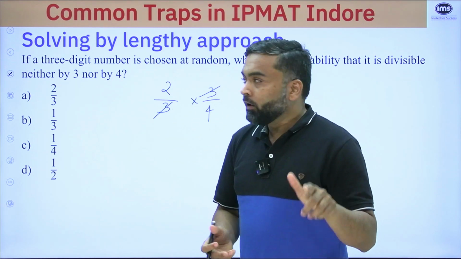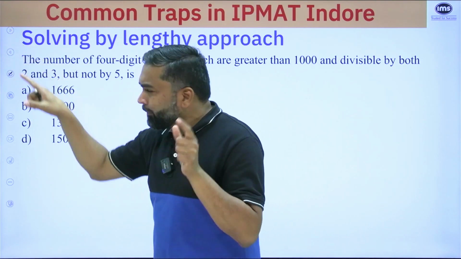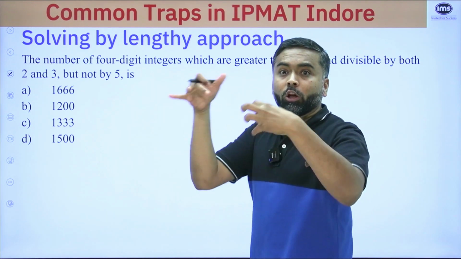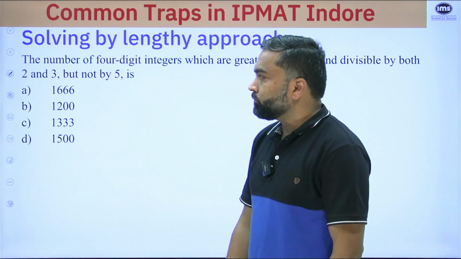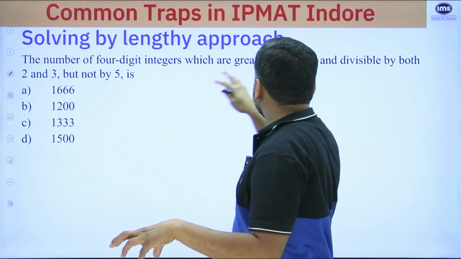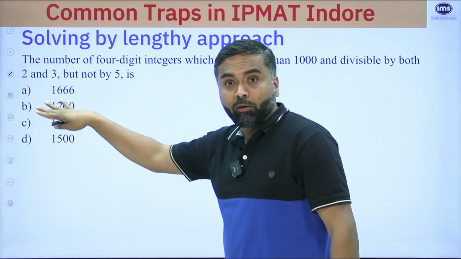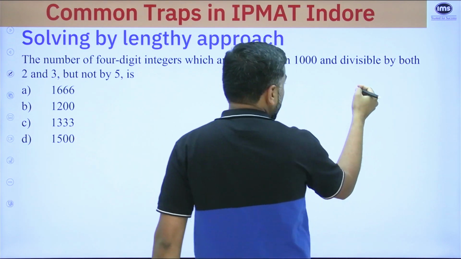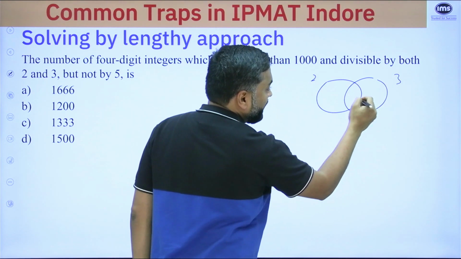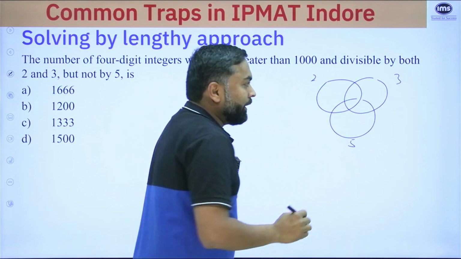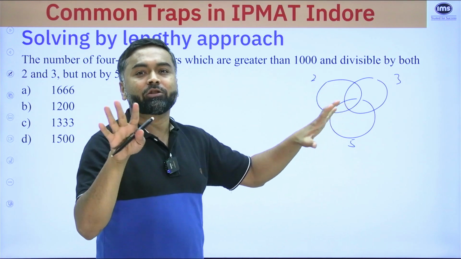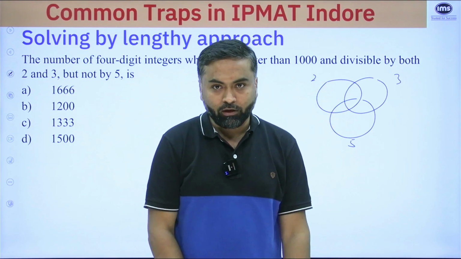Seems easy? Now let's take a similar concept, but it is not a probability. You need to actually find the number of terms. Will we count all of them? Will we form 3 sets? Because it is divisible by both 2 and 3 but not by 5. So a lot of you, what will you do? You will say: number divisible by 2, number divisible by 3, and number divisible by 5, and try to find out how many elements are in the double intersection, the triple intersection, and do all those things, right?